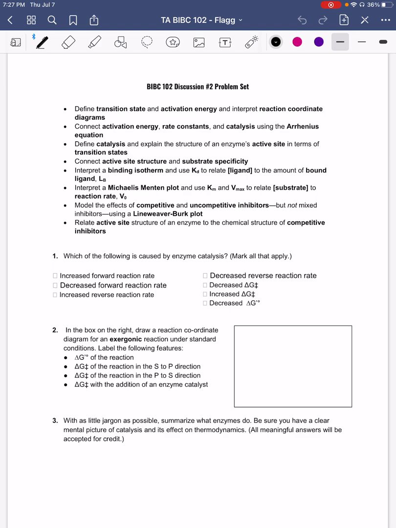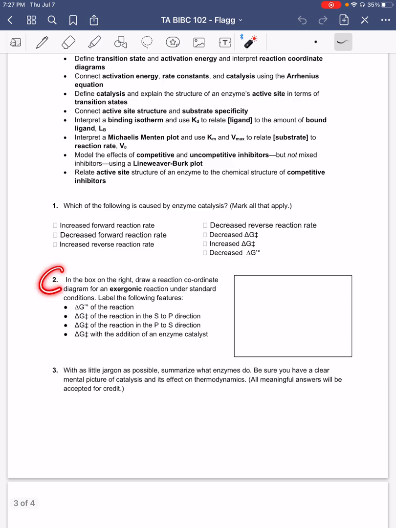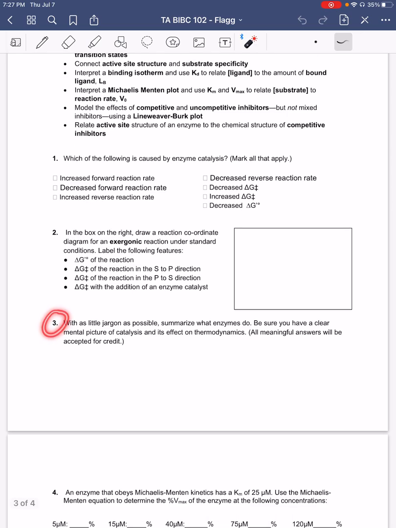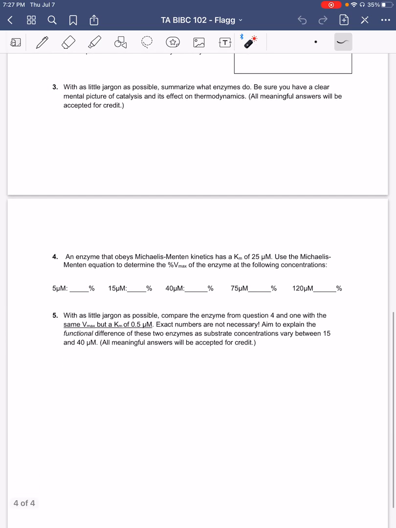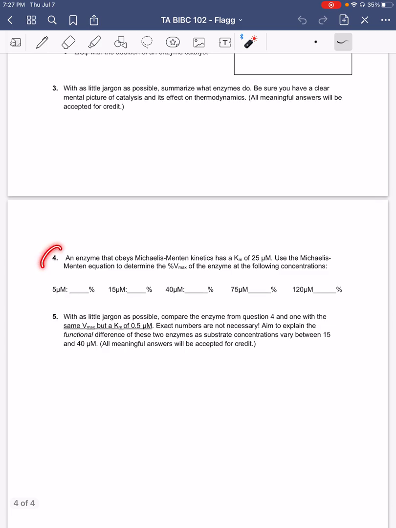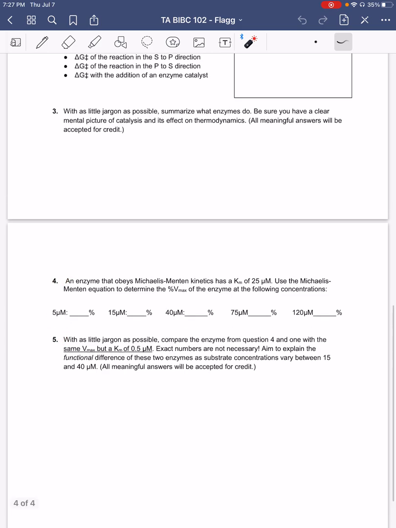I'm just doing a quick video going over problem set 2 and the answers that we talked about in class, and also maybe giving you some detailed explanations in case you need it. Let's first start with question number 2, because if we draw out number 2, number 1 would be much easier to answer. I'll skip number 3 because it's more of an answer that you need to give about what you think enzymes do, and then we'll go over number 4 and then number 5.